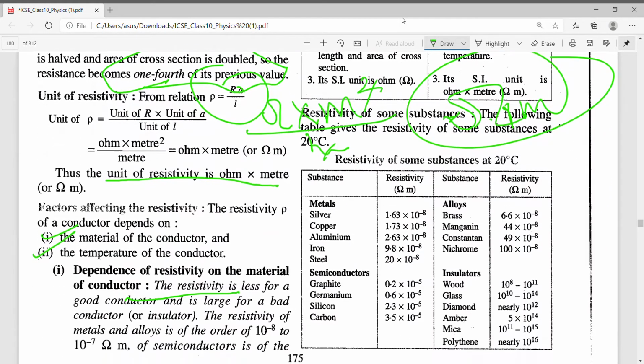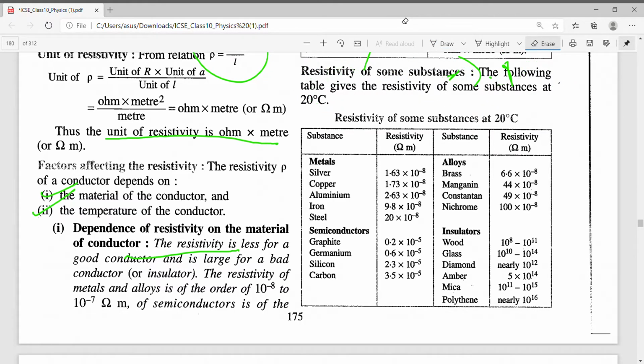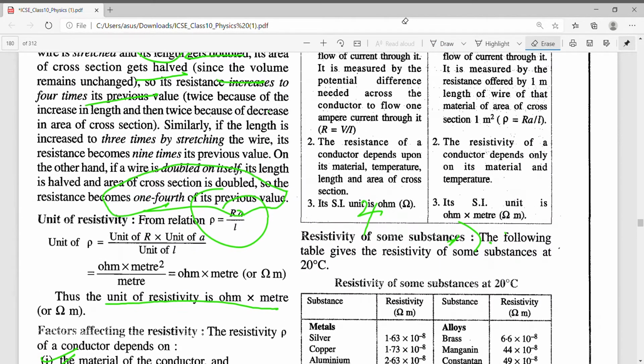But if we talk about the material of the conductor, then resistivity is related inversely to conductivity. Meaning if the conductor is a good conductor, then the resistivity is less. If it is a bad conductor, then the resistivity is more. Right? Let's see further.